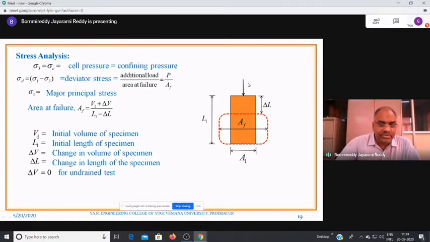Here V1 is the initial volume of the specimen, L1 the initial length of the specimen, delta V the change in volume of the specimen, and delta L the change in length of the specimen. That's all. With these you can find AF. And sometimes for an undrained test, delta V is 0. Undrained means there is no drainage. When there is no drainage, there is no change in volume. So in such a case, the same volume of the soil will exist even at failure.